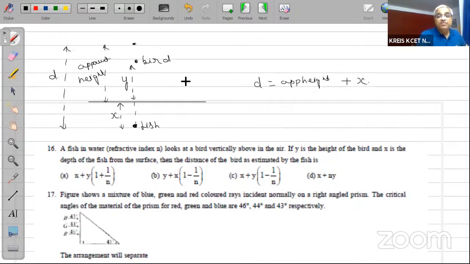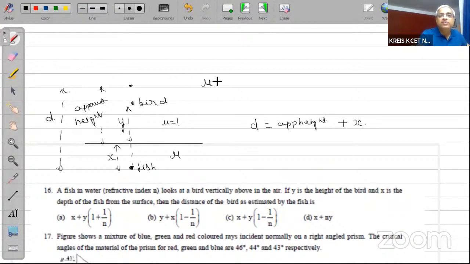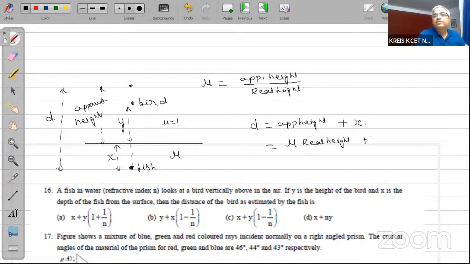We have seen already, if the refractive index of this is mu, here the refractive index will be equal to 1. We have already shown in the previous discussion that the refractive index here will be given as the apparent height divided by the real height. And therefore, what can I write the apparent height as? It should be equal to mu times the real height. Real height is nothing but y. So therefore, it should be mu y.